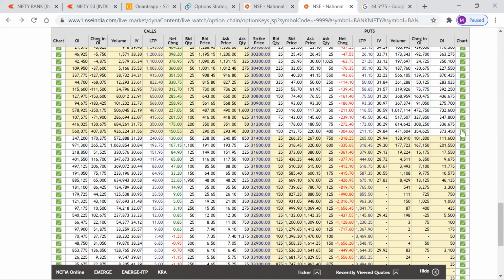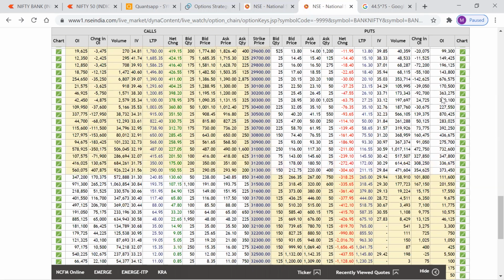Now see, OI is, if the value is 3,73,450, that means there are 3,73,000 people waiting here to buy the strike or to sell the strike. Let's consider this scenario. If OI is telling 3,63,275 here, there are 3,63,275 orders waiting here to get executed at the 30,200 put strike.